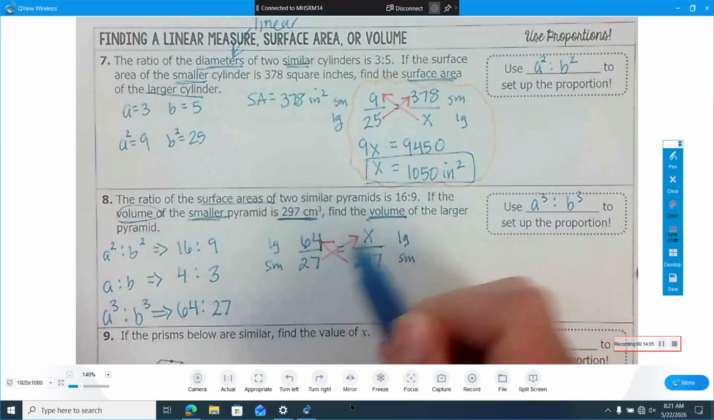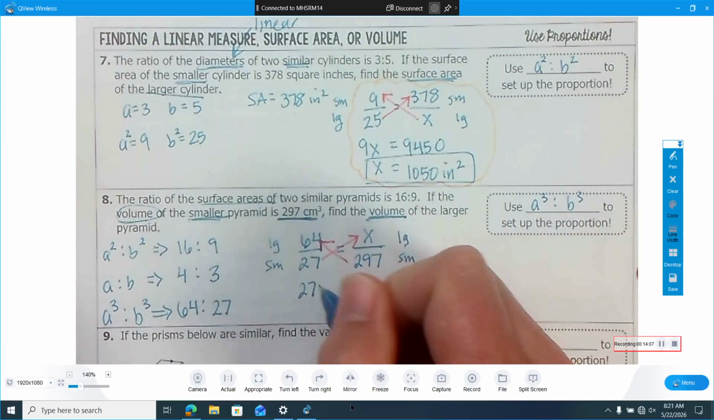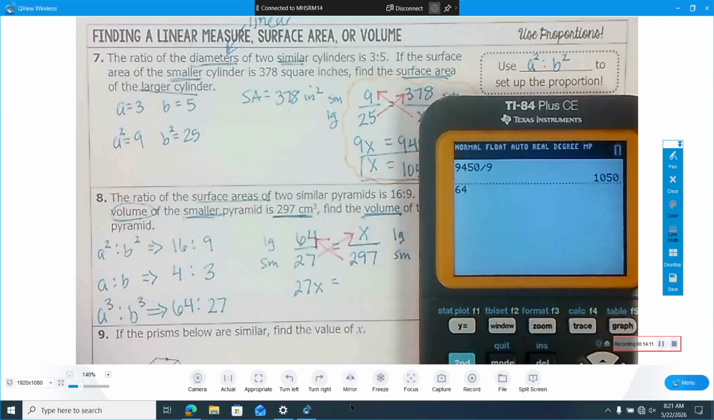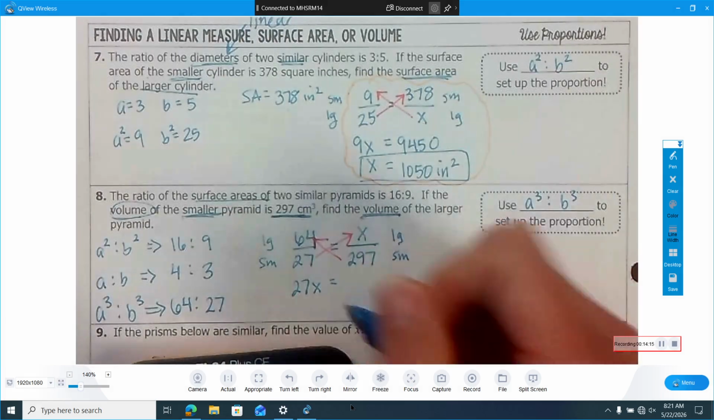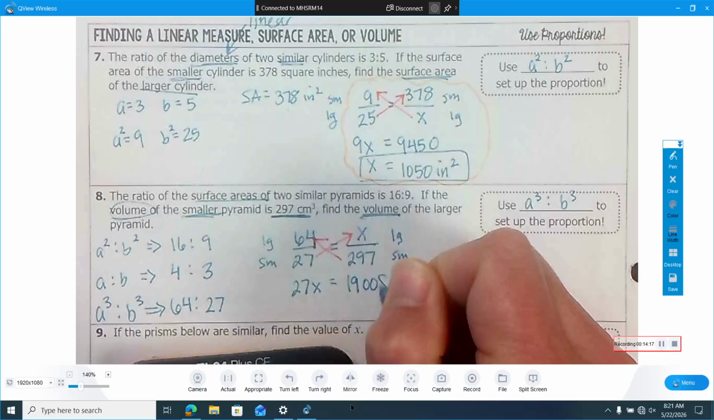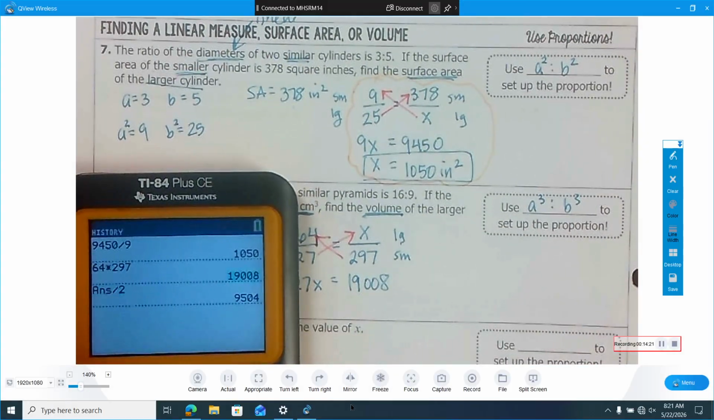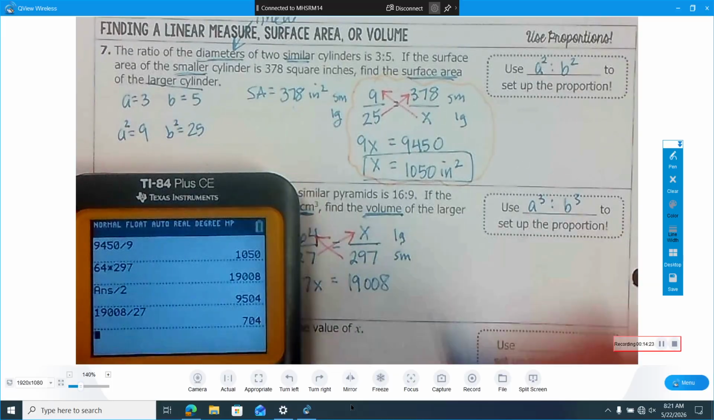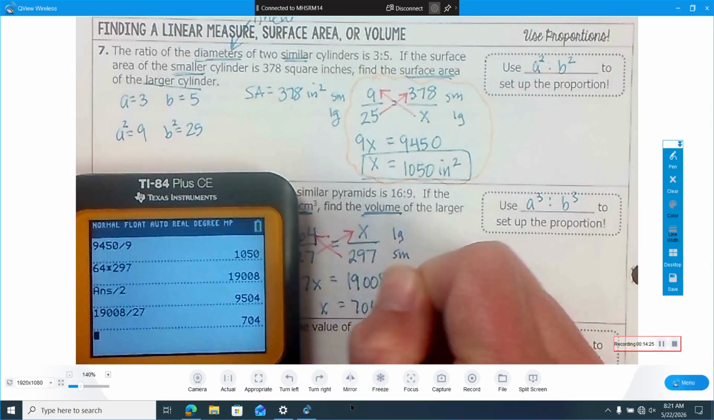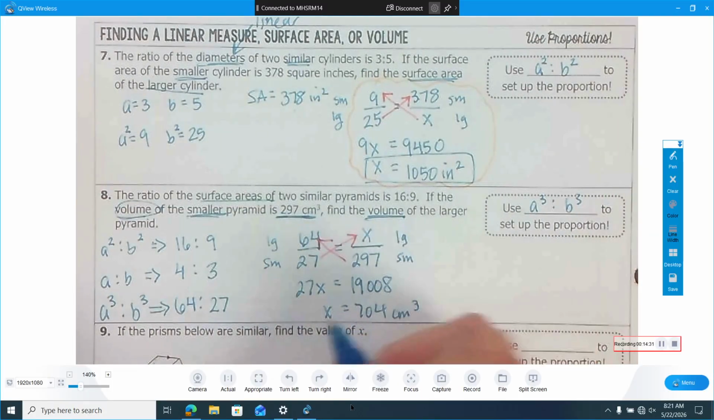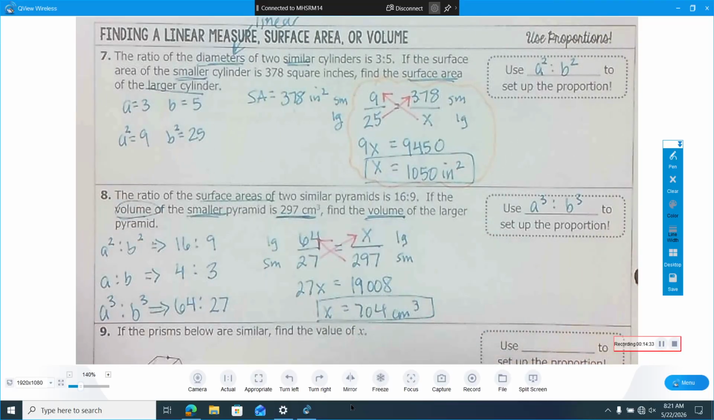I always do the x first. So 27 times x is 27x. 64 times 297 is 19,008. Weird number. And then divided by 27. Good Lord. All right, 704. And that is centimeters cubed. Yes, it is. Okay.